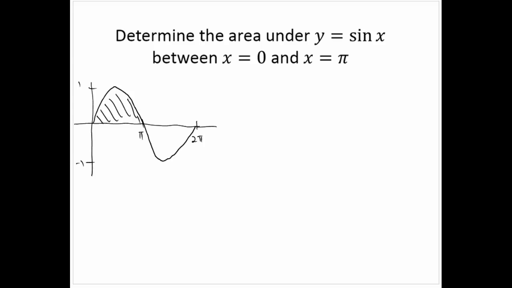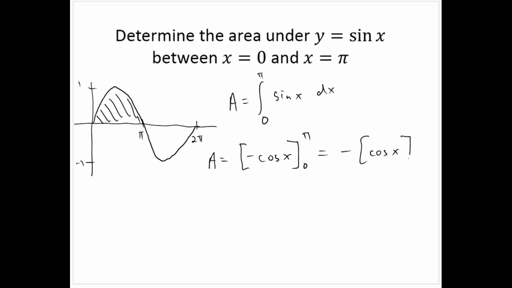And this area is defined as the integral from 0 to pi of sine x dx. So then this area would be, well, the antiderivative of sine is negative cosine. So I'd have negative cosine x from 0 to pi. I can bring that negative out if I'd like. And so then the area would be negative, and let's see, I'd have cosine of pi minus cosine of 0.